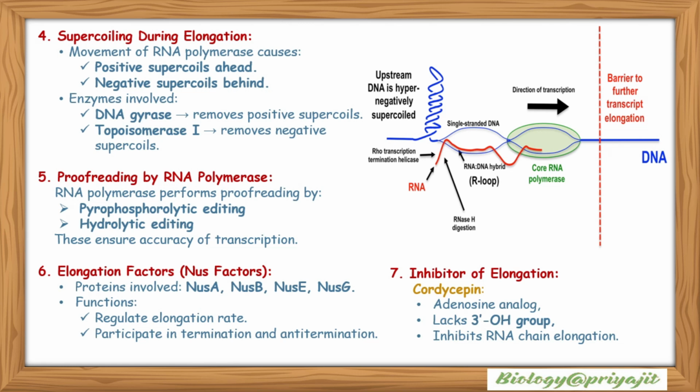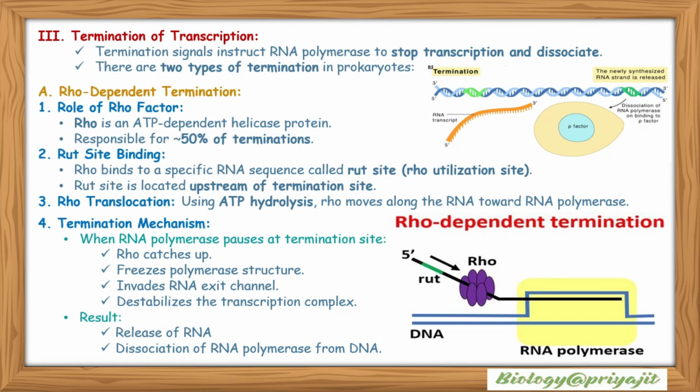What are the inhibitors of elongation? There is cordycepin, which acts as an adenosine analog. It lacks the 3' OH group and inhibits RNA chain elongation. So this is the barrier to further transcript elongation.